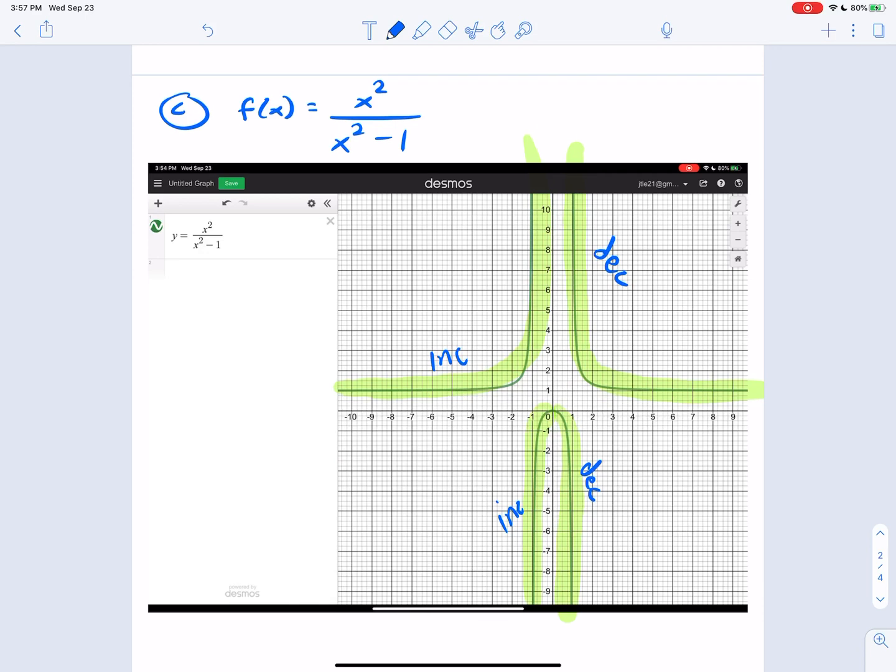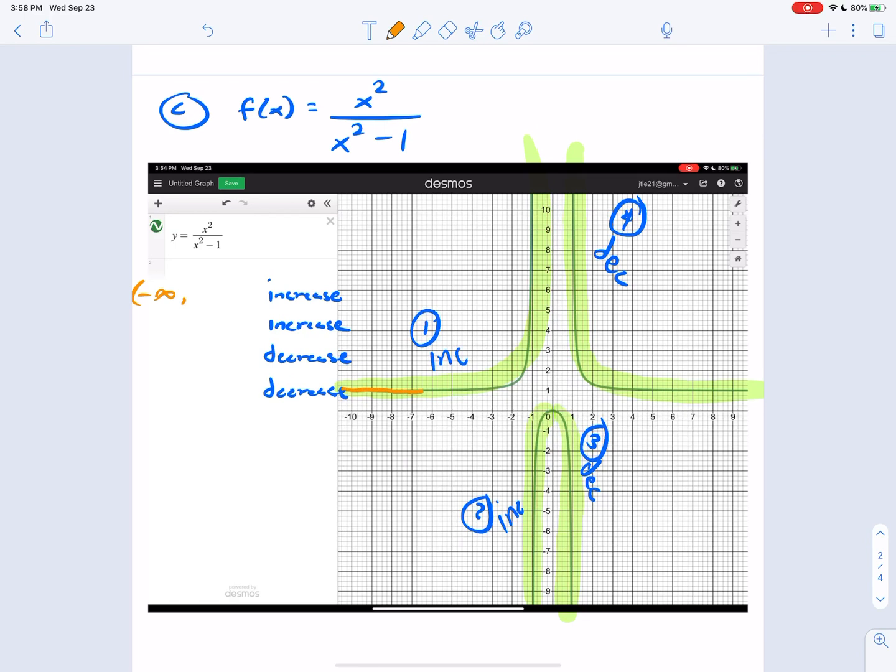So we have to describe this, okay? In this order, it started to increase, then it increased some more, then it decreased, then it decreases some more. So notice how it just went in order here. 1, 2, 3, and 4. Okay, so remember when we're talking about change in intervals, we always start from the far left. So the far left here is negative infinity. Okay, remember the interval represents the x value.